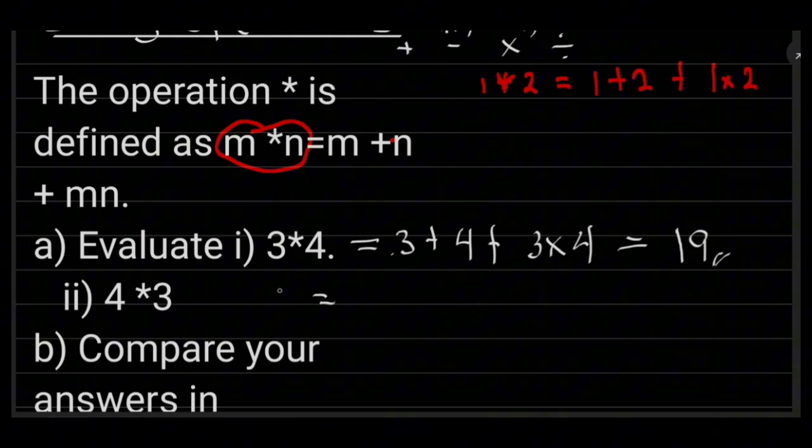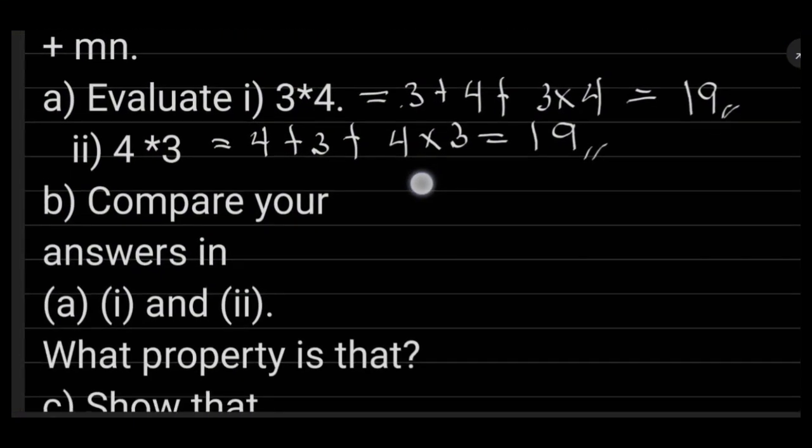When we are to work 4 star 3 out, we are going to have 4 plus 3 plus 4 times 3. Again, 4 plus 3 is 7, 4 times 3 is 12, so 7 plus 12 will give us 19 again. So we could tell that there is associative property here.